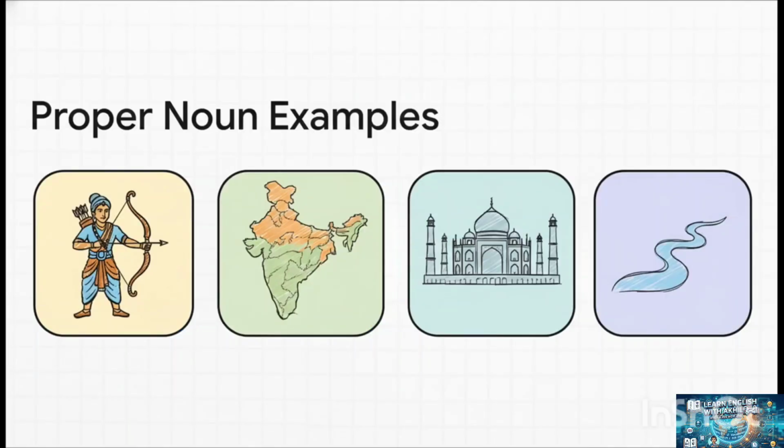And these examples make it perfectly clear. We're not talking about just any guy. We're talking about Ram, not just any country, but specifically India. Not just some monument, but the one and only Taj Mahal. You see how specific that is?